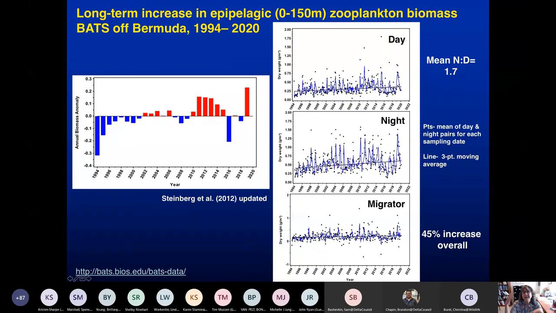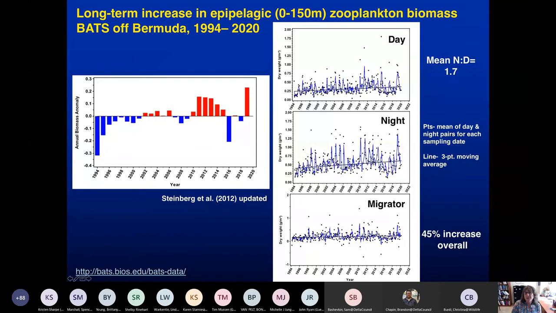And we can split the data up lots of different ways. I'm just showing you here, since we're talking about diurnal vertical migration, the daytime data for the time series, and then we have the nighttime data. Those points are averages of paired day and night tows that are taken on monthly cruises, and the blue line is a three-point moving average. If you just look over time, you can see this increase. There's about a 50% increase over time in the biomass that's integrated through the water column.